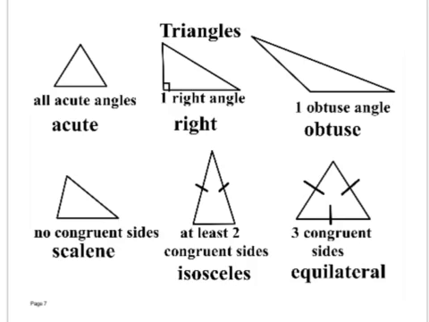An obtuse triangle has one obtuse angle. So it's only acute if it has all 3. For the rest, it just has to have one. Scalene: a scalene triangle has no congruent sides. No sides are equal. Isosceles has at least 2 congruent sides. And equilateral has all sides equal.